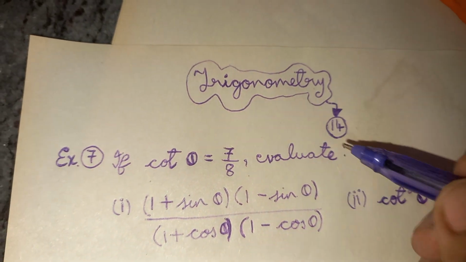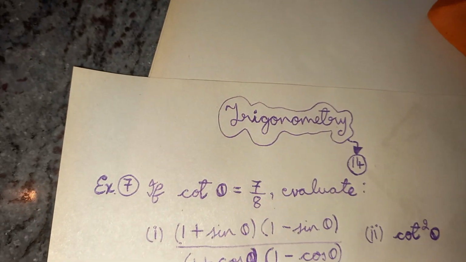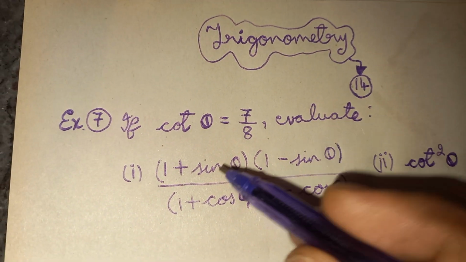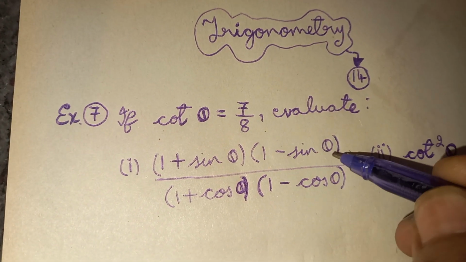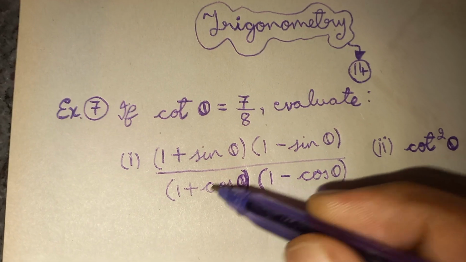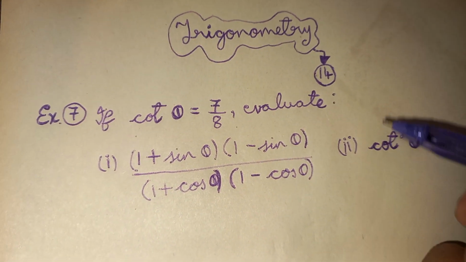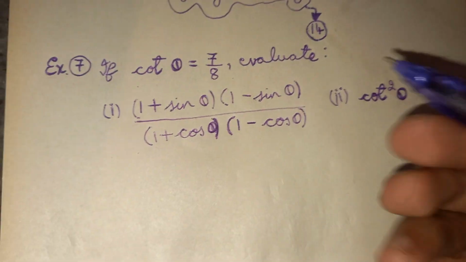In this trigonometry problem, they have given that cot theta equals 7 by 8. You need to find the value of (1 plus sine theta) times (1 minus sine theta) divided by (1 plus cos theta) times (1 minus cos theta), and cot square theta. Let's find out how it is going to work.